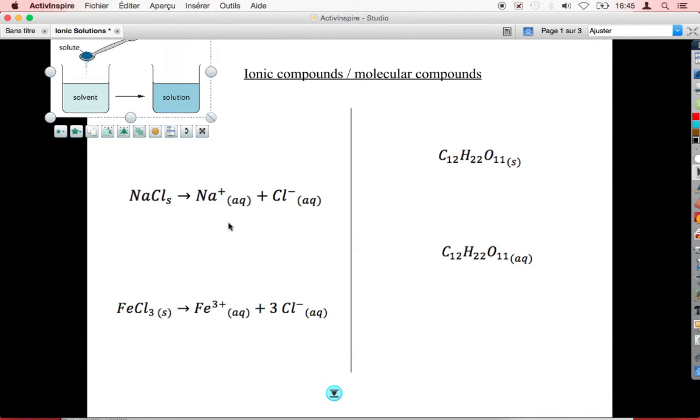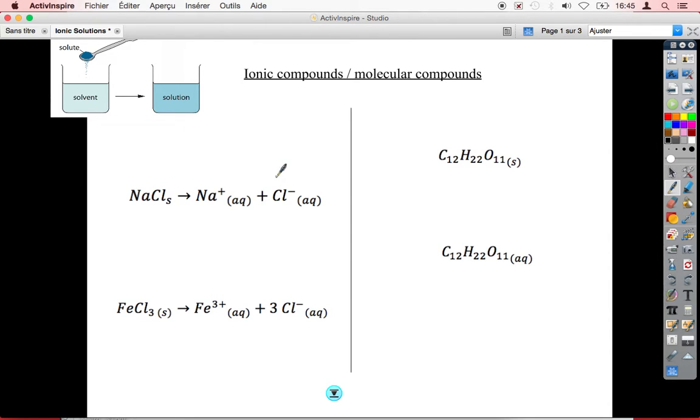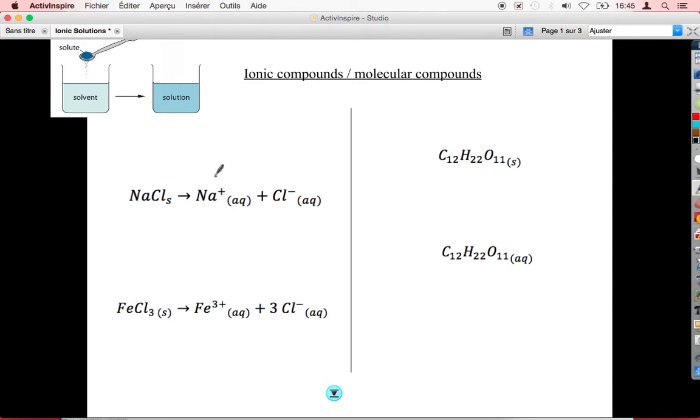The first kind of solute is ions, like Na+ and Cl-. So what happens if we have salt, NaCl, solid, as a solute? We get two ions into the solution, meaning that when we put this solid into the solution, molecules of water come and attract these ions. So these ions are separated, and we do not have this molecule anymore. We just have this and this in the solution. This is the same case with FeCl3. The only difference with NaCl is that we have 3 Cl- for one FeCl3.